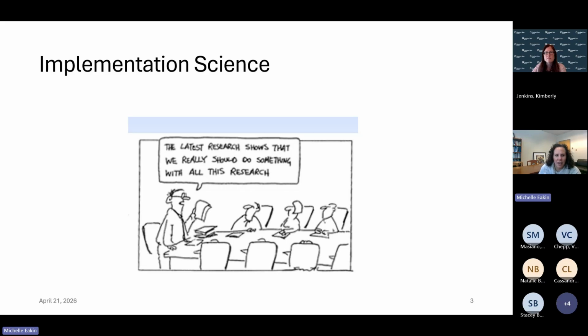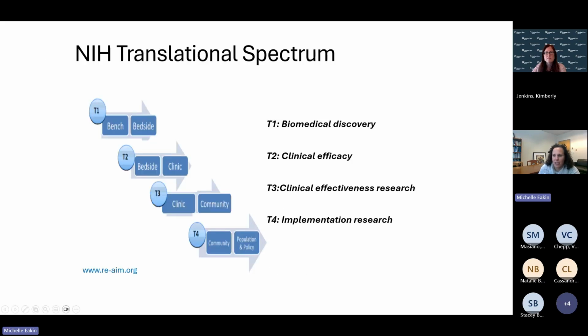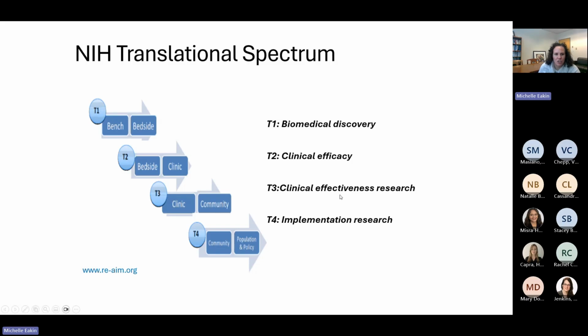And so as we developed implementation science, it's been groundbreaking in changing how we think about our NIH translational spectrum. Many of us are very familiar with this spectrum with T1 to T2 work of bench to bedside and then bedside to clinic to identifying clinical efficacy. But as our science has evolved and our broader interest in actually improving clinical outcomes, we've now seen work from T3 moving it into community and into patient and population policy work for T4 implementation work of how do we actually get the evidence that we've identified into the practice to have the most impact.